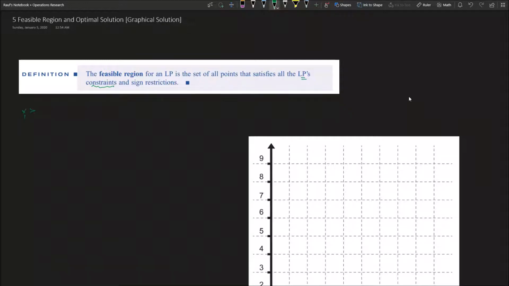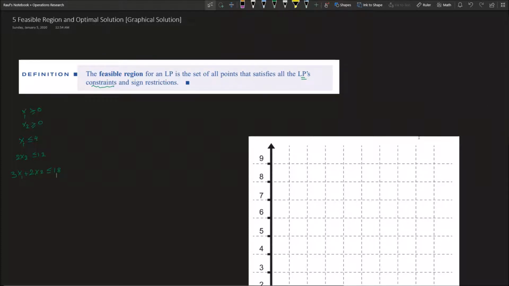We have x1 larger or equal to 0, x2 equal or higher to 0 as well. We have positive numbers. Then the problem is saying x1 less or equal to 4, and x2 less or equal to 12, and we have 3 x1 plus 2 x2 less or equal to 18.